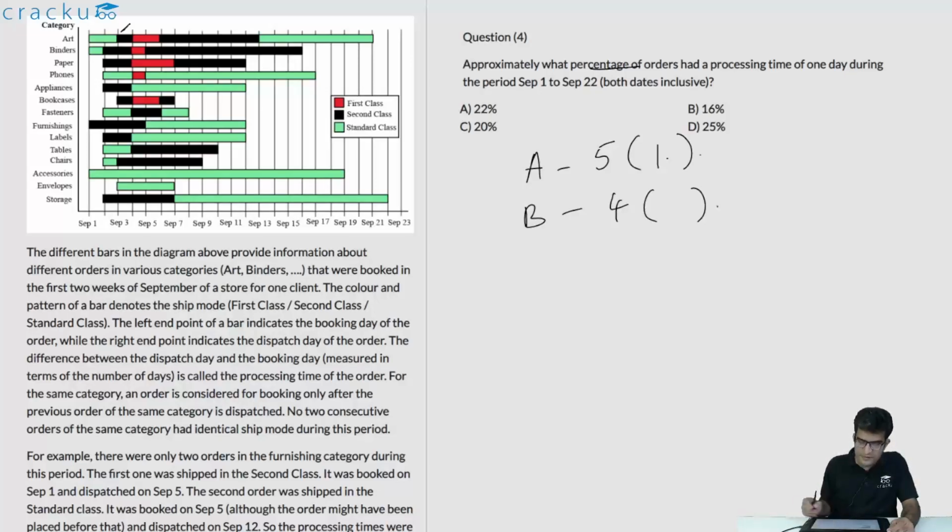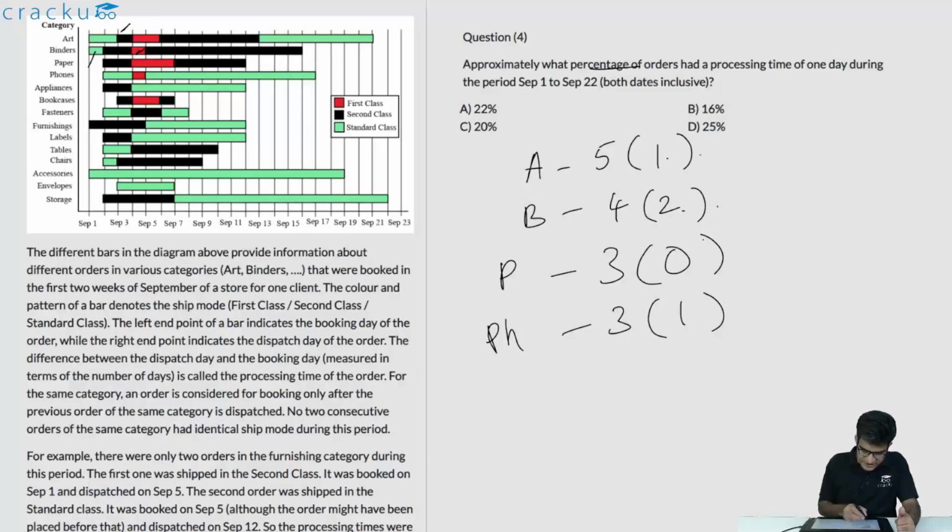And the total number of orders with 1 day processing time is 1 over here and 2 over here. For paper, the total number of orders is 1, 2 and 3 and none of them is a very thin line. All of them are slightly wide, so all of them have at least 2 day processing. For phones, the total number of orders is 1, 2 and 3 and there is one order in the middle which is a very thin one that has 1 day processing time. Appliances, the number of orders is 2 and there is no order with exactly 1 day processing.